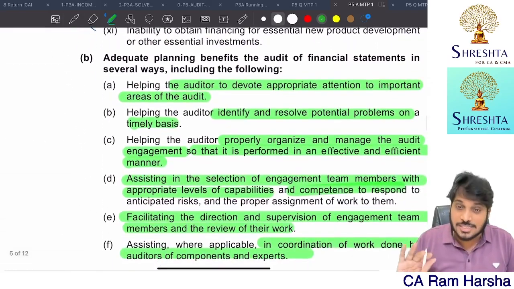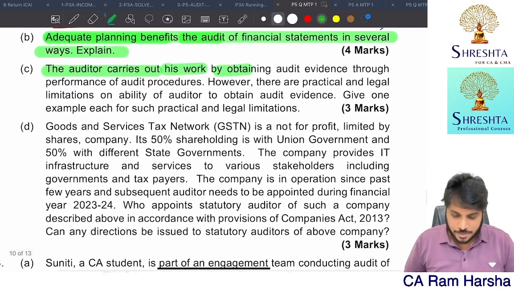Yes or no? Any 4 points is enough. Here 6 points were given. Any 4 is enough. Next.